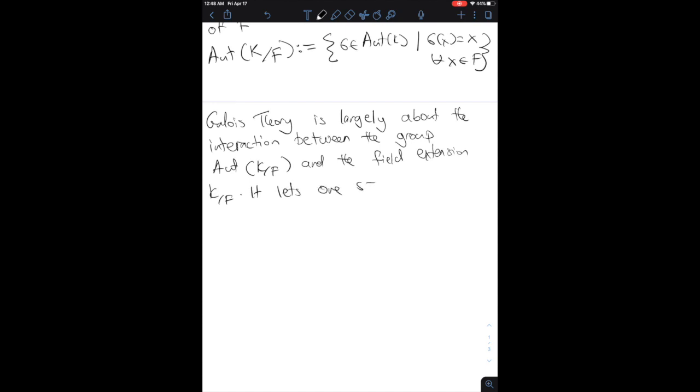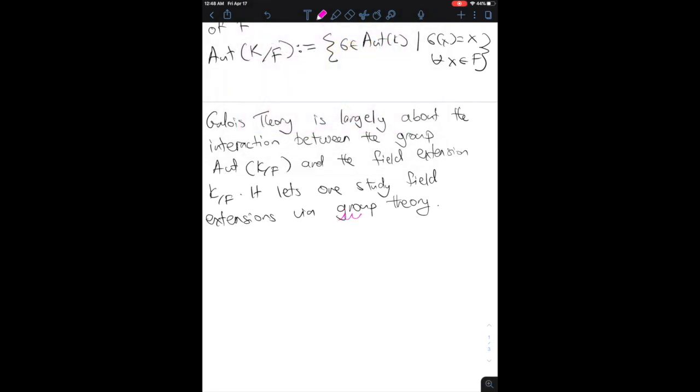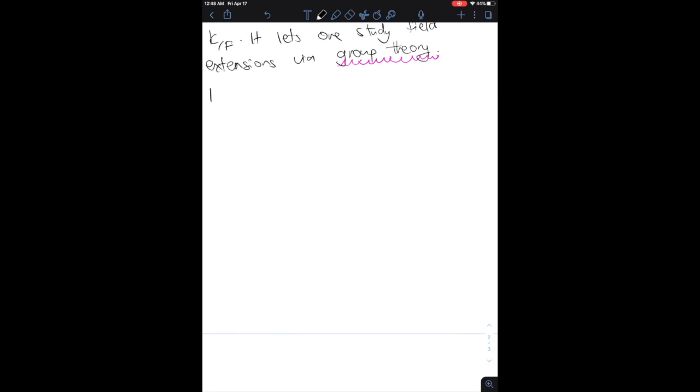So one of the goals of Galois theory is to let you study field extensions via group theory. And in fact, it was actually Galois who invented group theory for the purpose of studying field extensions.